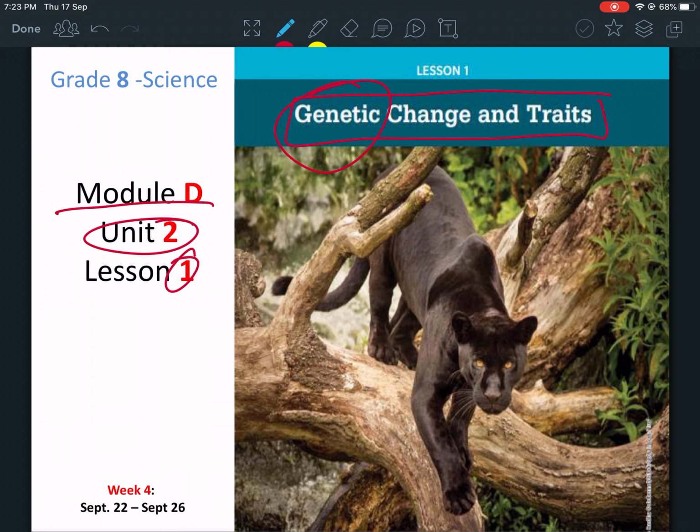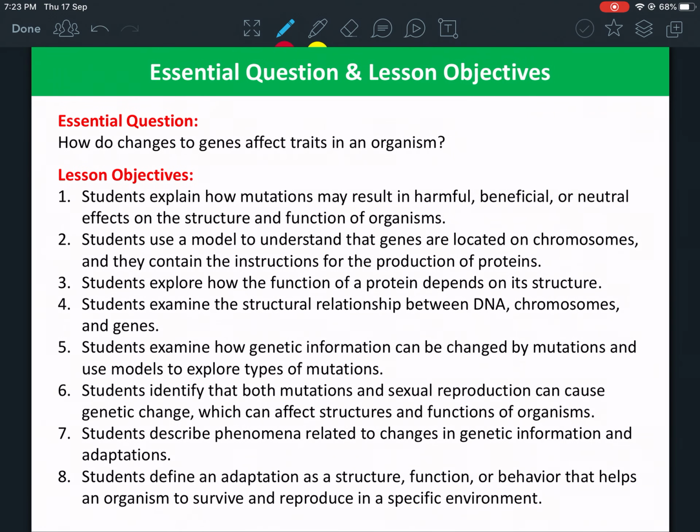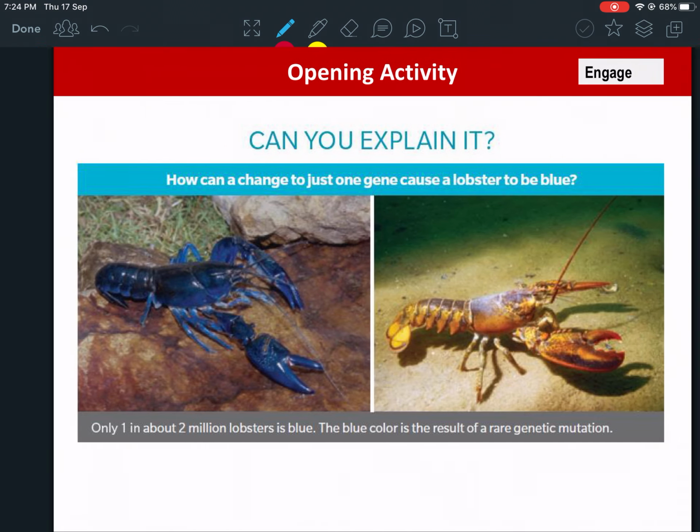What do I mean by genetic? Genetic is your DNA, your genetic makeup, okay? And in this lesson, we're basically going to be learning about DNA, chromosomes, genes, proteins. We're going to be checking how your genes, your genetic makeup, affect your traits like your eye color, hair color, the way you look, your skin color. All of these are affected by your genes, your DNA.